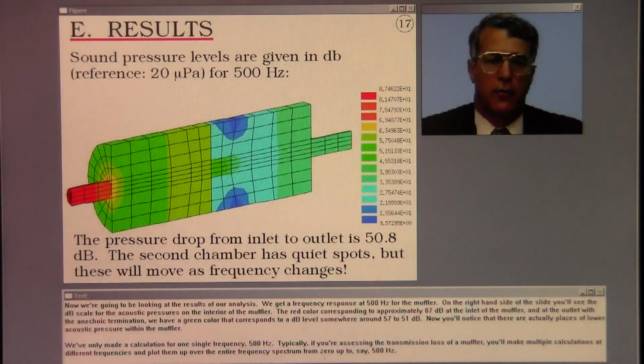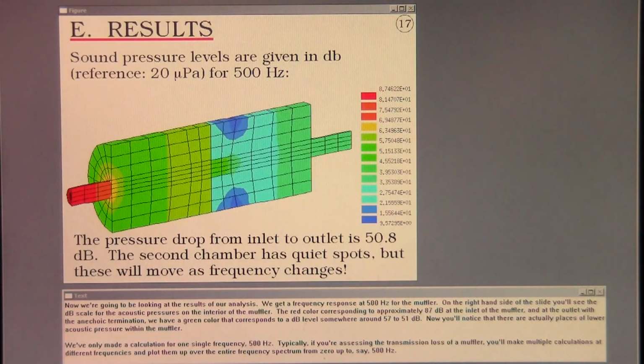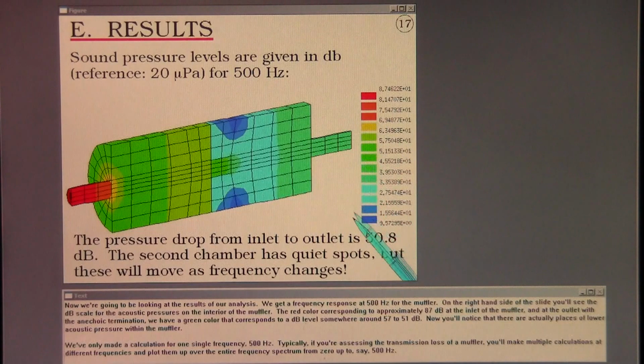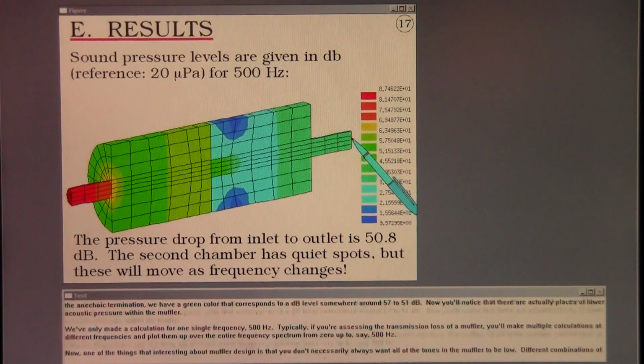Now we're going to be looking at the results of our analysis. We did a frequency response at 500 Hertz for the muffler. On the right-hand side of the slide, you'll see the dB scale for the acoustic pressures on the interior of the muffler. The red color corresponds to approximately 87 dB at the inlet of the muffler. And at the outlet, with the anechoic termination, we have a green color that corresponds to a dB level somewhere around 57 to 51 dB.